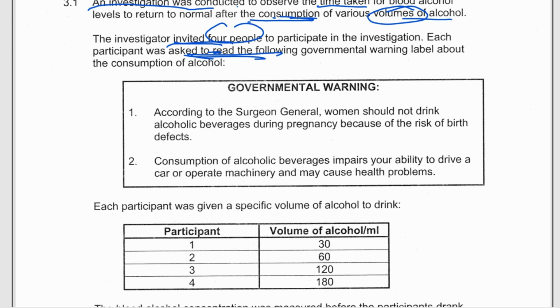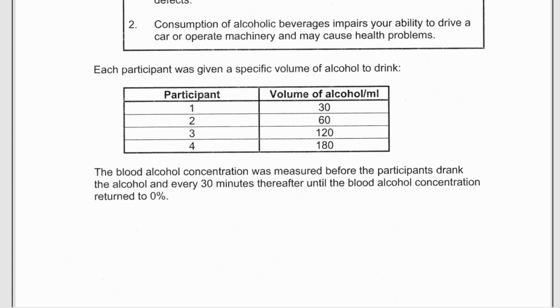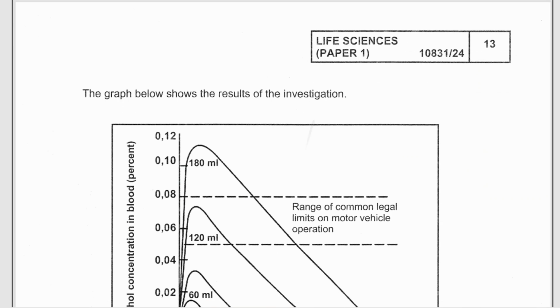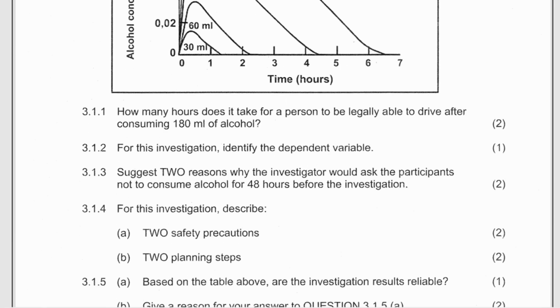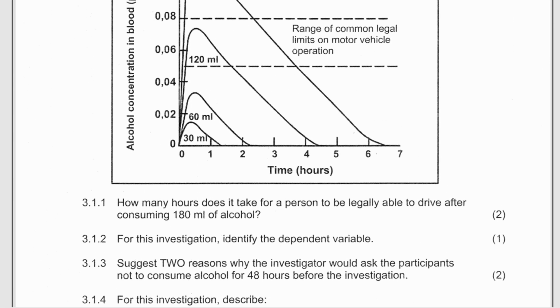They are saying that each participant was given a volume of alcohol to drink. Blood alcohol level was measured before the participant drank the alcohol and every 30 minutes thereafter, until the blood alcohol level returned to 0. Let's go to question number 1. How many hours does it take for the person to be legally able to drive after consuming 180 milliliters of alcohol?